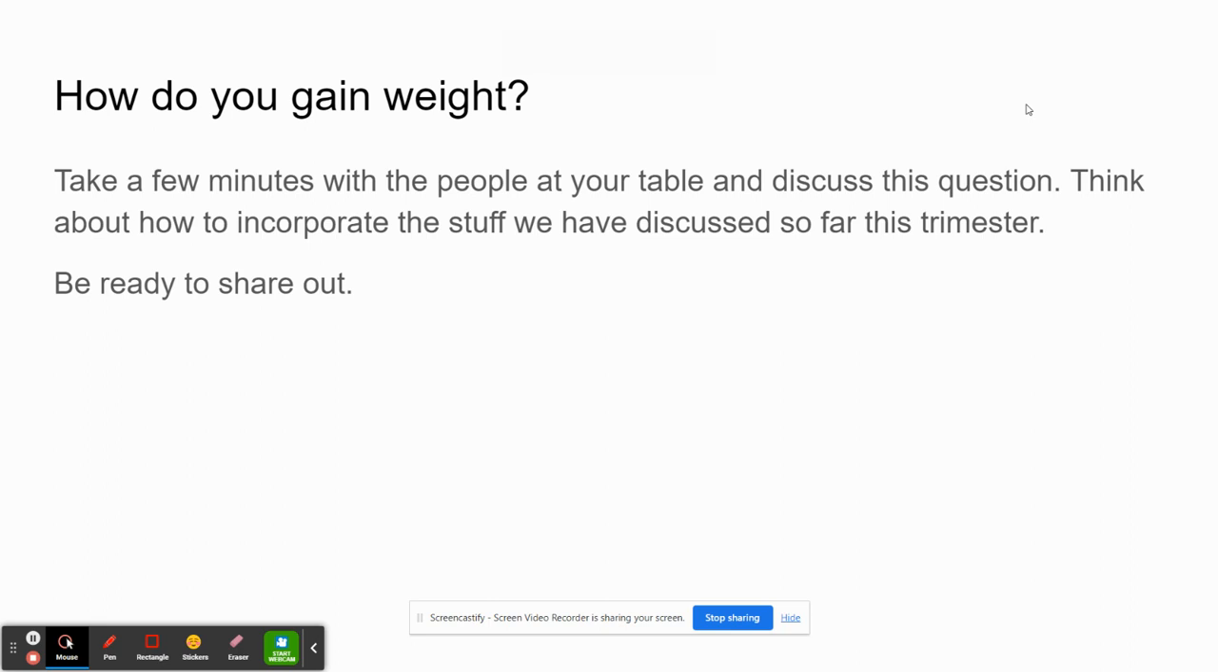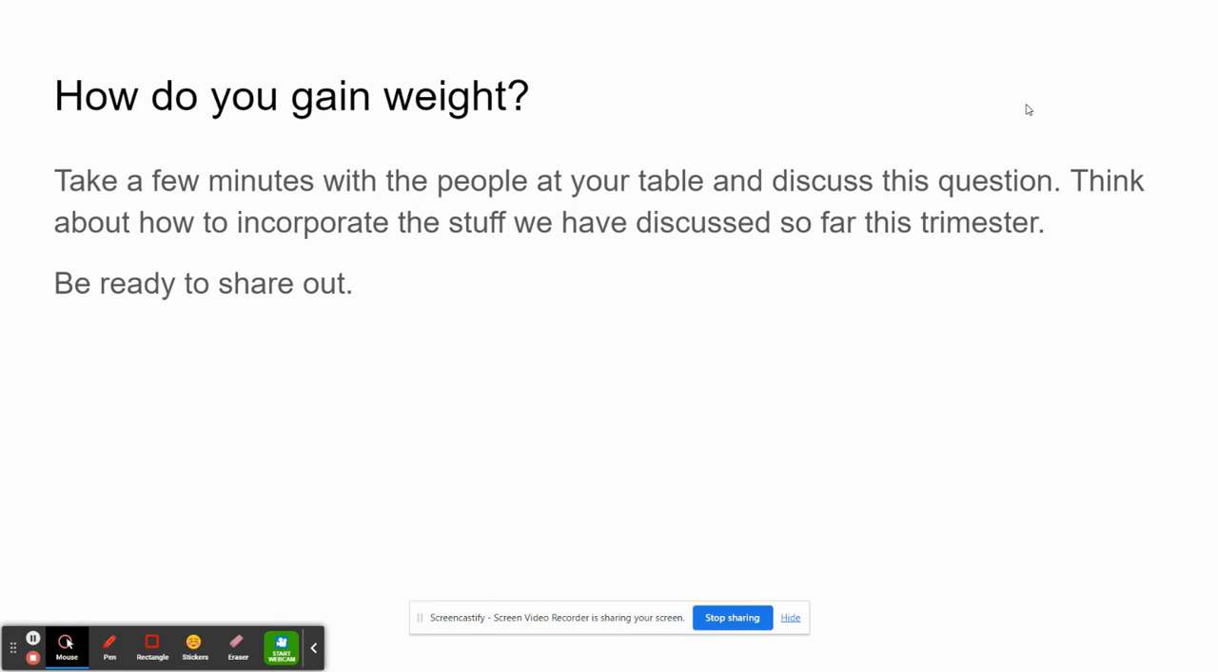Okay, so we're going to start talking about an idea that plays off of what we've been learning this last week with cellular respiration. So, what we're going to start talking about is first, how do you gain weight? Normally I'd have you talk with people at your table, but since we're doing this as an Edpuzzle, I want you to take a few minutes and just think by yourself about how you gain weight using the stuff that we've talked about.